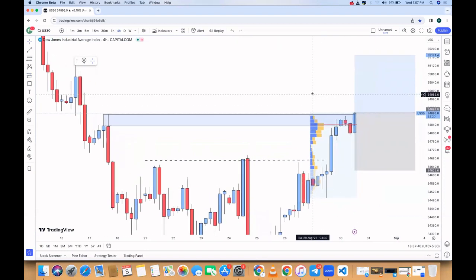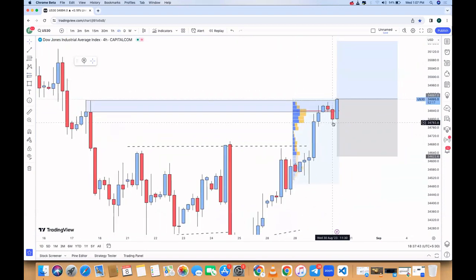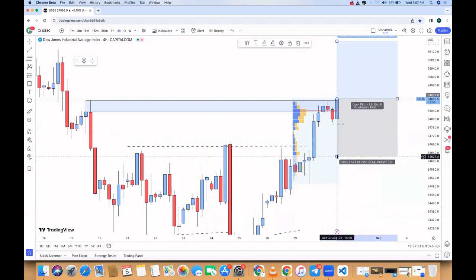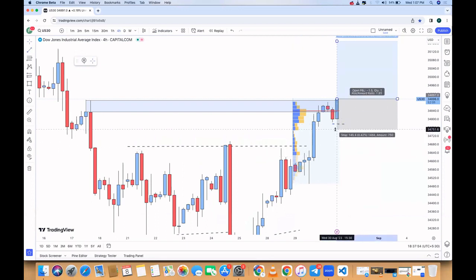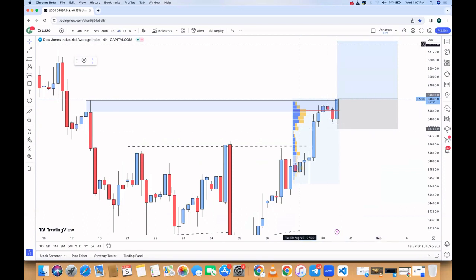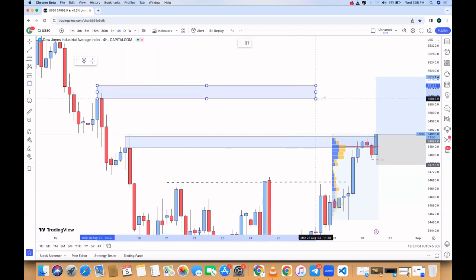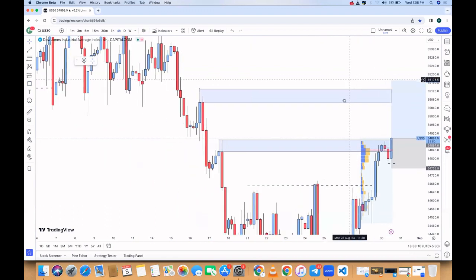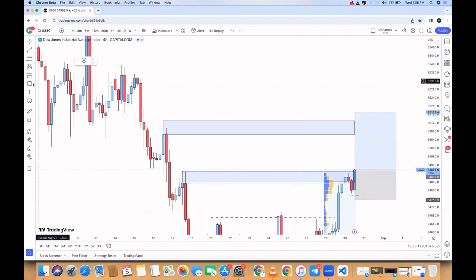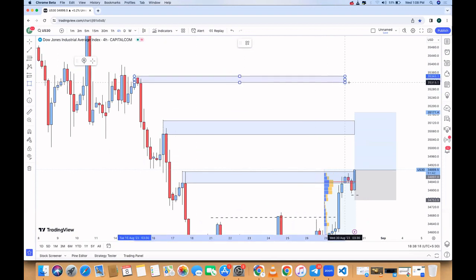My stop will be below the previous candle, which is here. I'm going to put my stop loss just a few pips below it. My next target, which will be my TP1, will be here, because this is where I think there's another order block. And my TP2, where I'll be looking to close the trade finally, my potential target will be around this area.